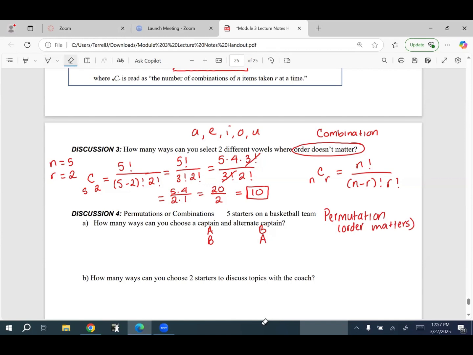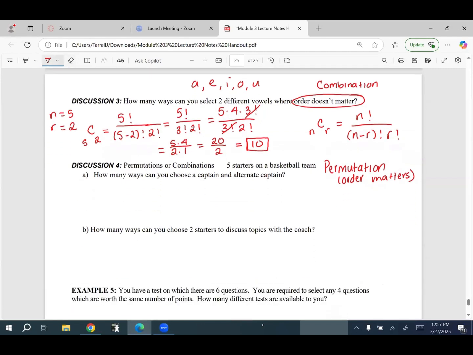And so with that, we can determine what's our N and what's our R. And I usually just like to write that on the side. My N is the total. I have 5 starters. My R is the items I'm selecting. In this case, it's captain and alternate. So that's 2.